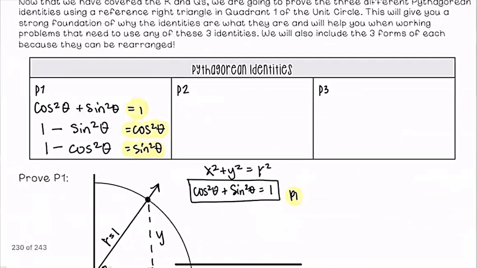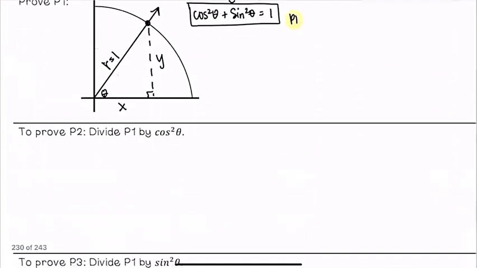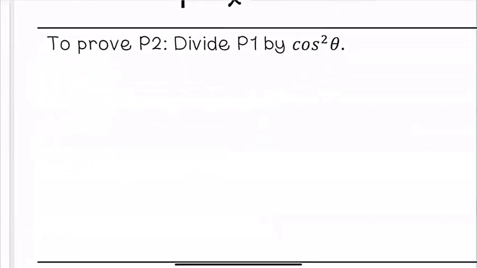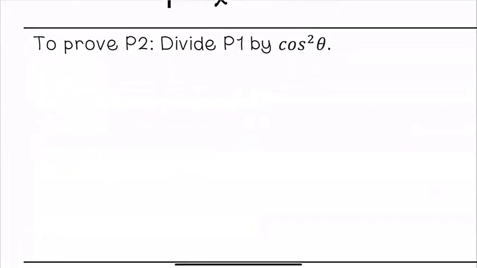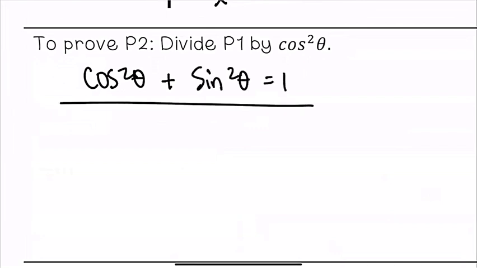The problem is, if I were to stop right here, I would only be able to solve questions that had cosine squared and sine squared. I wouldn't be able to do anything with ones that had tangent, secant, cosecant, or cotangent. So what we're going to do is rearrange P1 into the other trig ratios to help us then get P2 and P3, so we could apply those to questions to simplify those as well. So to get P2, we're going to take P1, which was cosine squared plus sine squared equals 1. We're going to divide by cosine squared.